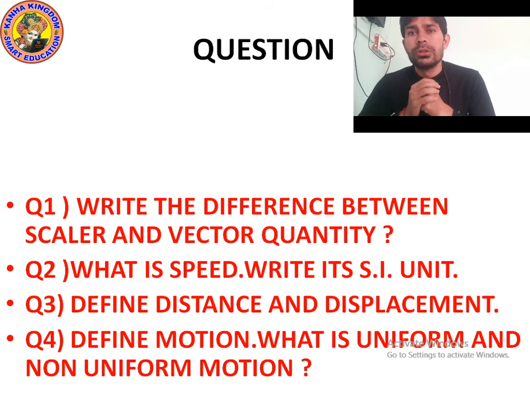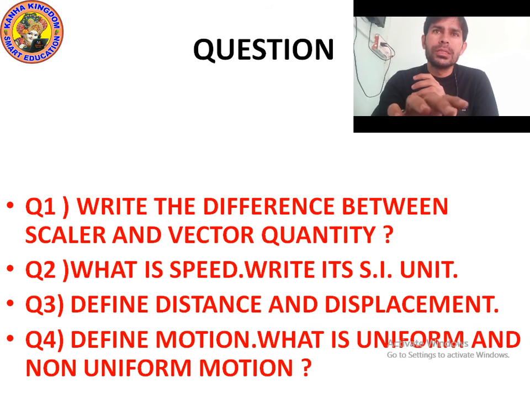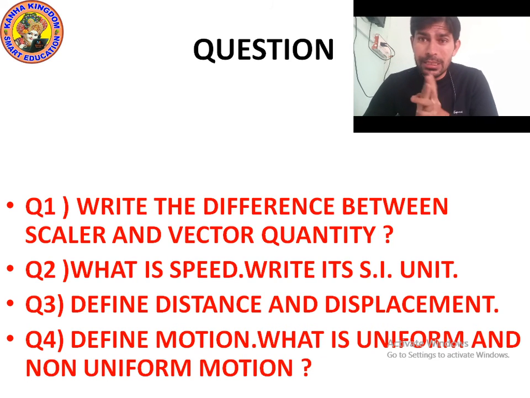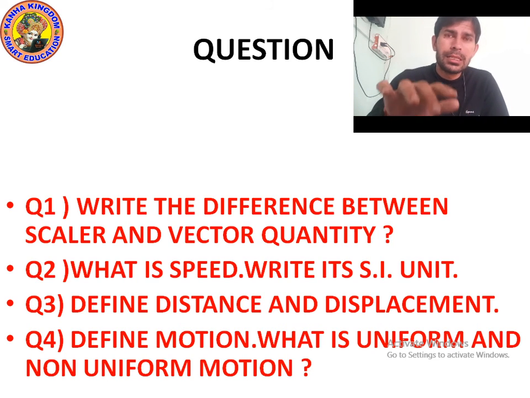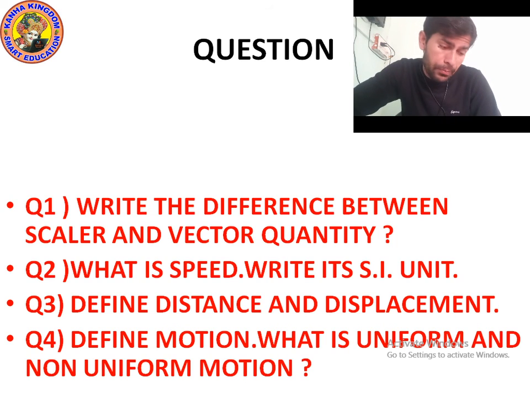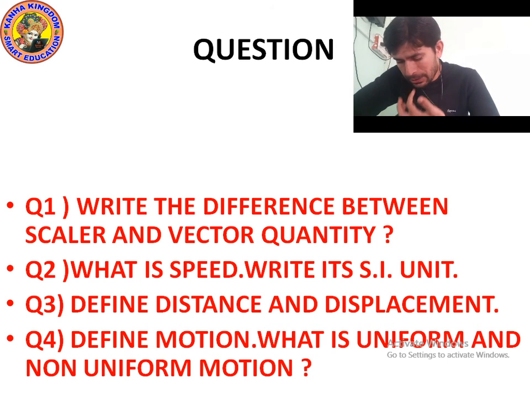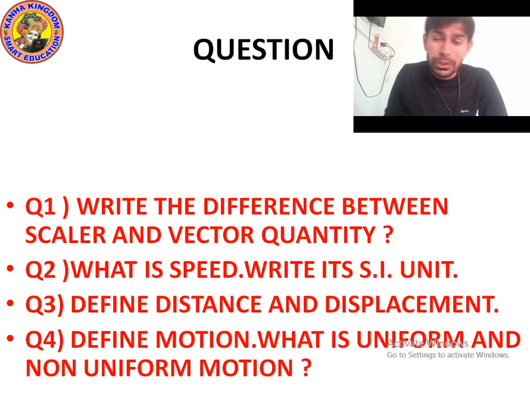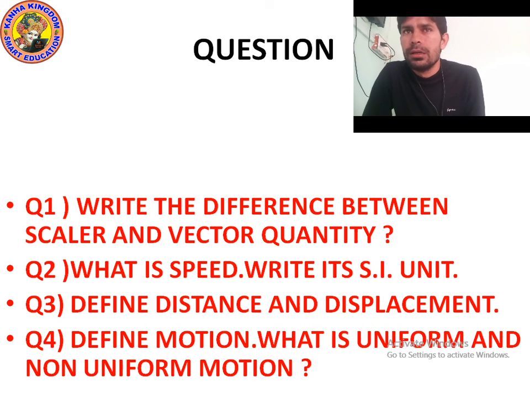Now, question number 4, as you can see on your screen: define motion. What is uniform and non-uniform motion? What is motion? We know that motion is the change in position of an object with respect to time. Or you can say motion is the change in position from one place to another with respect to the origin point, meaning the reference point.